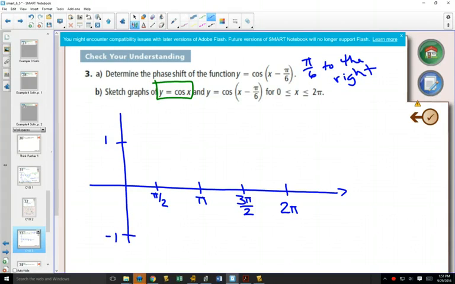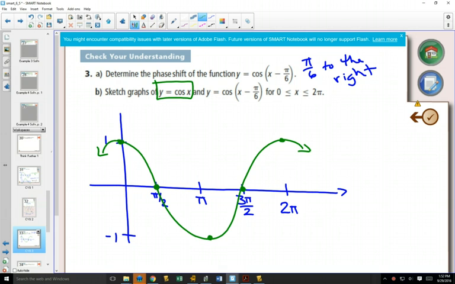Where does a cos graph start? Starts at its maximum, then to the center line, then to the minimum, back to the center line, back to the maximum. And whenever we graph horizontal shifts, we'll always graph our regular one first, because after we've done that, we have to figure out where is pi over 6 on this graph.